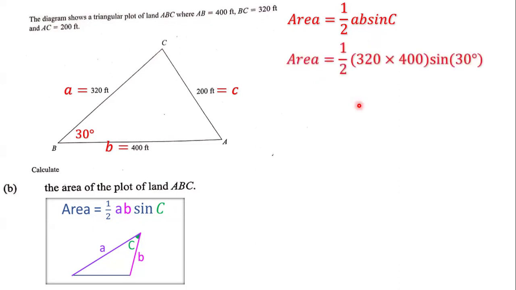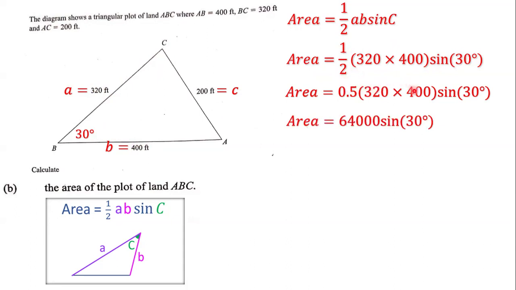Now, what is a? Well, a in this case is 320, so we substitute a here. What is b? b is equal to 400, so we put 400 there. What is C? Well, C is equal to 30 degrees, and so we put that right there. Next, we multiply. But before we multiply, we divide 1 by 2, which is 0.5. Next, we say 0.5 times 320 times 400, and that is 64,000. And so we have 64,000 times sine of 30. And when we multiply 64,000 by sine of 30, we get 32,000.